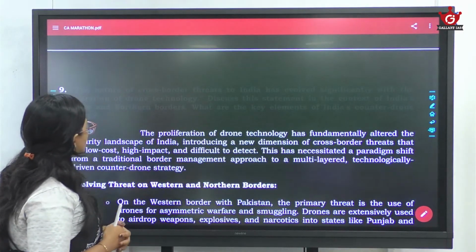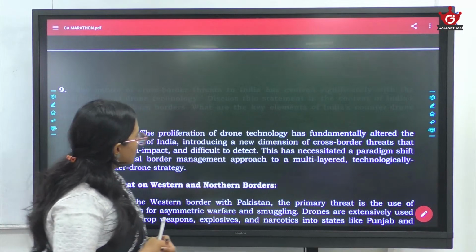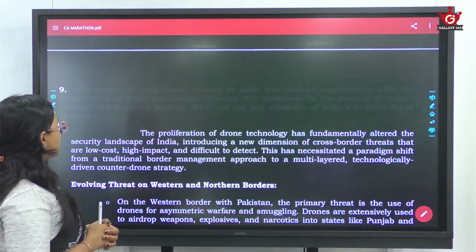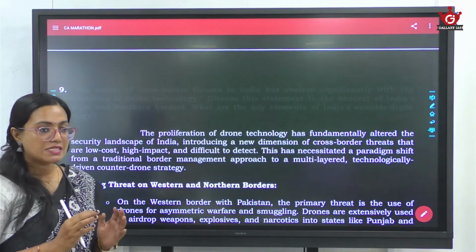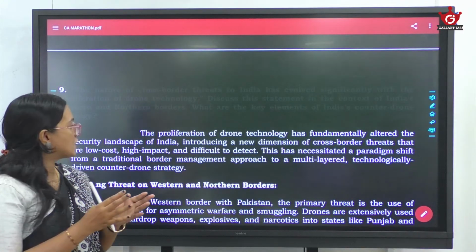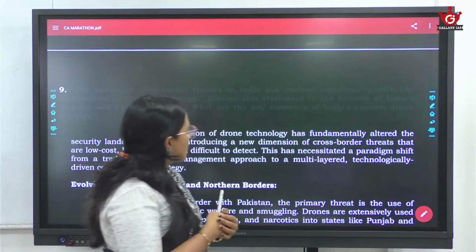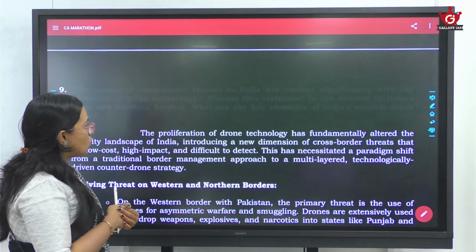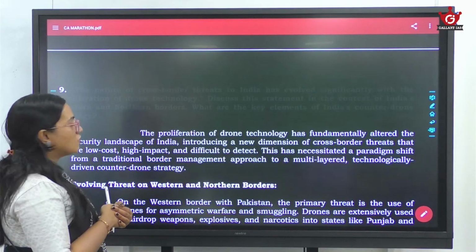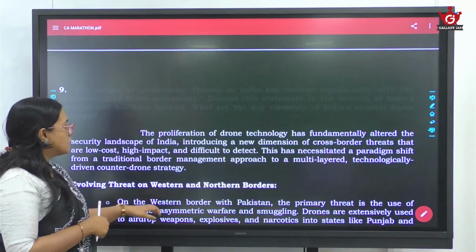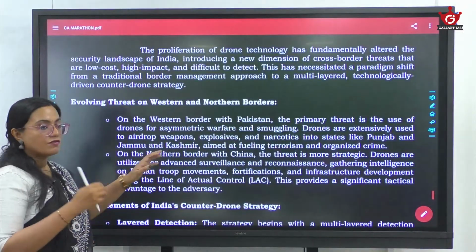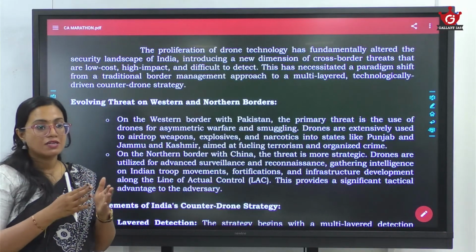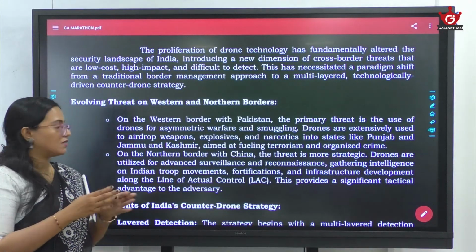The question is, the nature of cross-border threats to India has evolved significantly with the proliferation of drone technology. The question is basically focusing on the drone technology. Discuss this statement in the context of India's western and northern borders. What are the key elements of India's counter-drone strategy? So the question is actually on drone technology focusing on the western and the northern borders because they are the most distant borders of India.